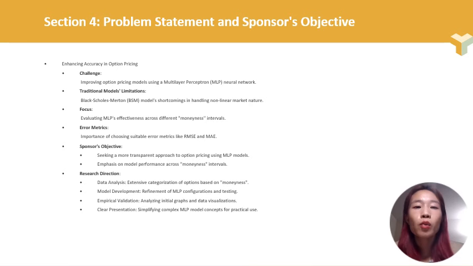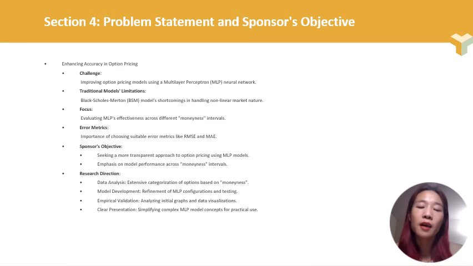In this section, we will dive into the core problem our project addresses and the objective set forth by our sponsor. The primary challenge we faced was to enhance the accuracy of option pricing models. Traditional models like the Black-Scholes model have served the financial industry for decades, but they often fall short in handling the non-linear nature of the market. Our focus was to evaluate the effectiveness of multilayer perceptron neural networks across different moneyness intervals, a term that signifies the intrinsic value categories of options.